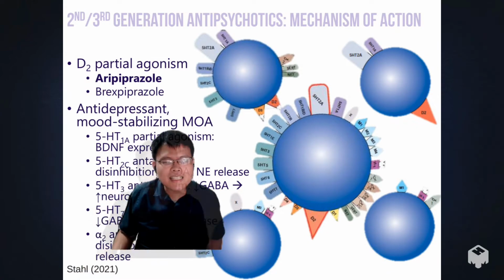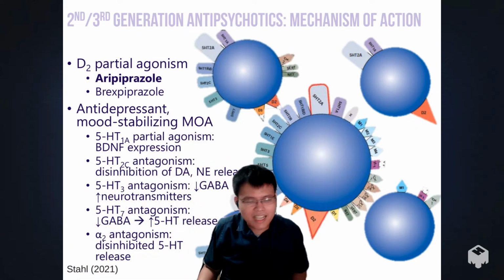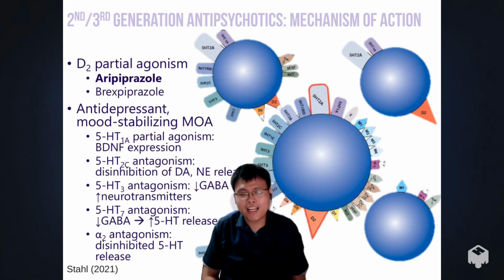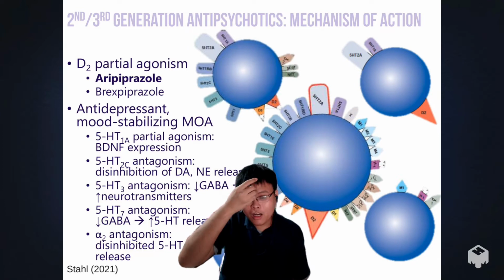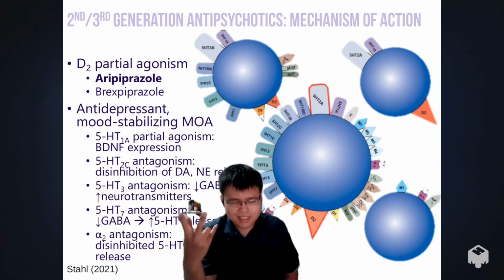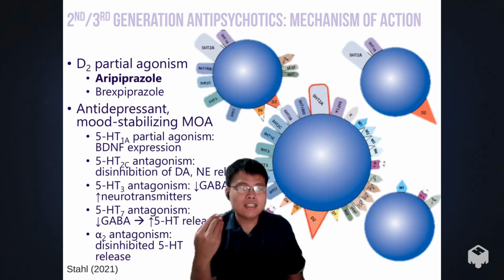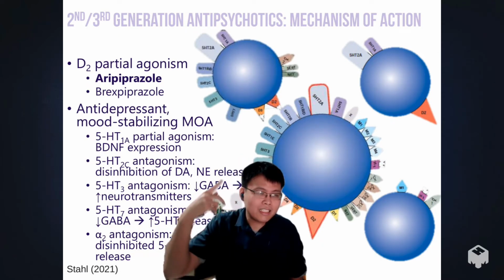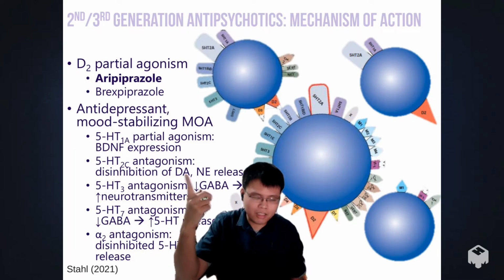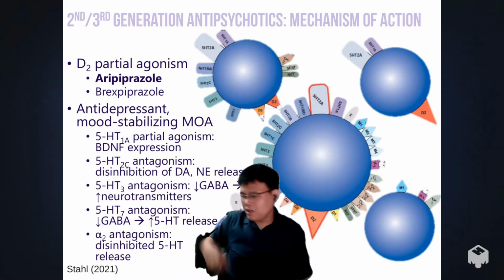Now, besides less EPS and, as I mentioned, less prolactin elevation, you won't expect as much secondary negative symptoms with the 2nd-gen and 3rd-gen antipsychotics. Why is that? The 5-HT2A receptor antagonism also contributes, because the downstream dopamine release can also happen in the mesolimbic pathway, particularly in the nucleus accumbens. There you go, the nucleus accumbens.